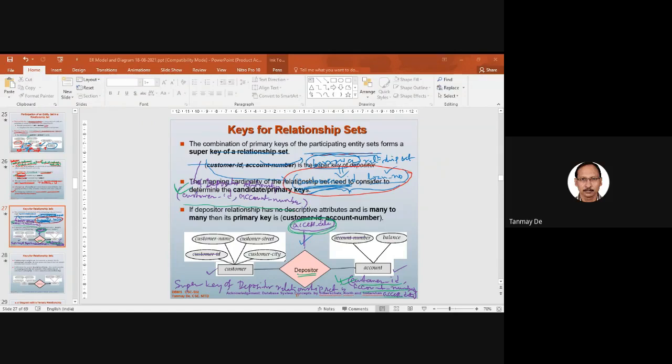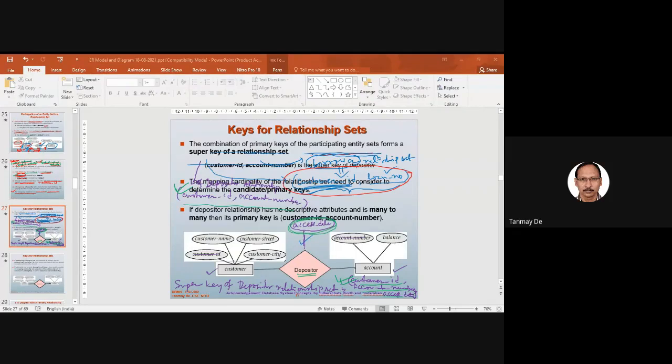But if the relationship depositor is many to one, you can see this side is the many and this side is the one, an arrow is there. I already discussed the cardinality in our last class. That means multiple customers can have a single account, that is, joint customers are possible. A particular account can be held by multiple customers, but one customer can have at most one account only. That is many to one.